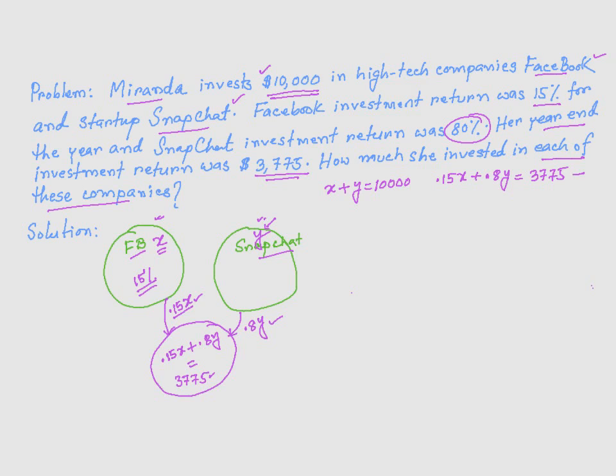So I'm going to simplify this equation by multiplying both sides by 100. So take this equation and multiply both sides by 100. If I do that, I get 15X plus 80Y is equal to 377500. I think I can simplify it even further by dividing both sides by 5. So if I divide the left hand side by 5 and the right hand side by 5, I get the following.